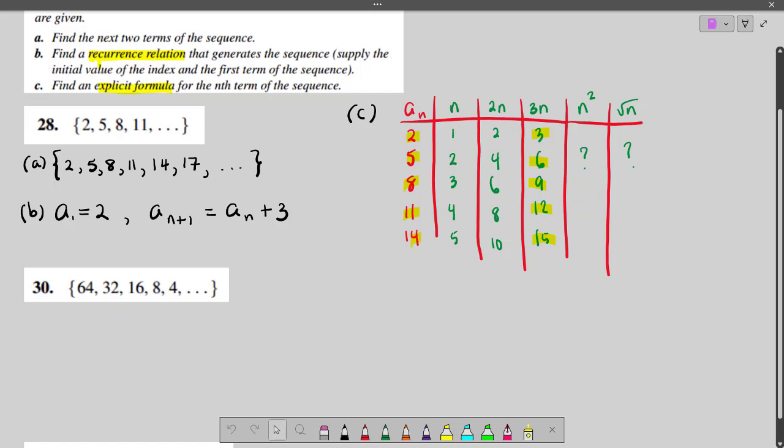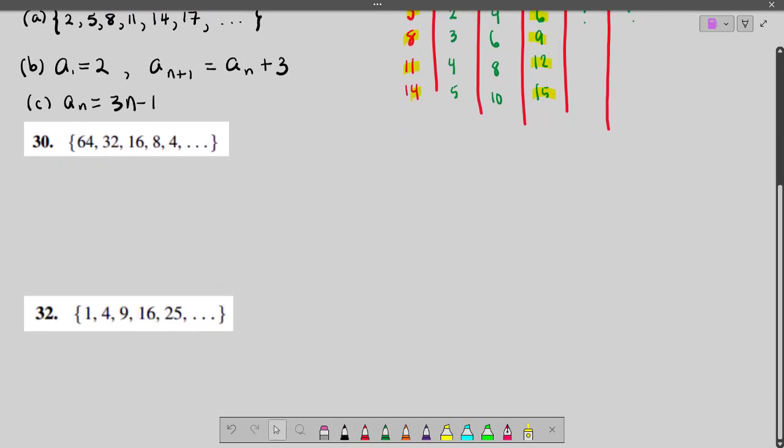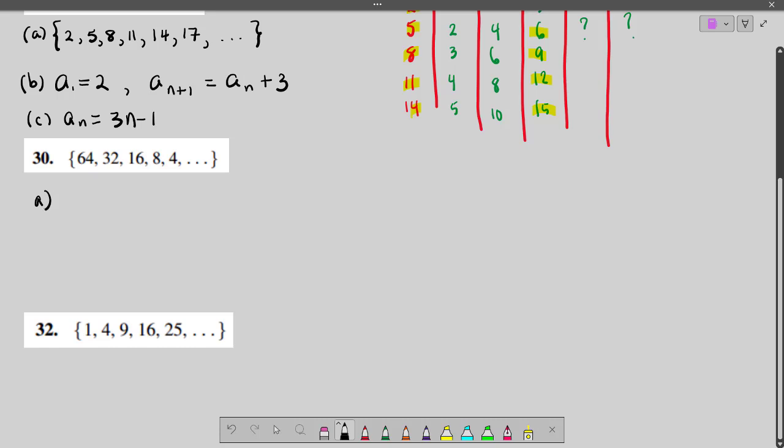all right, so let's see if we can piece that second one together. So we said this one, a sub n is 3n minus 1. Okay.